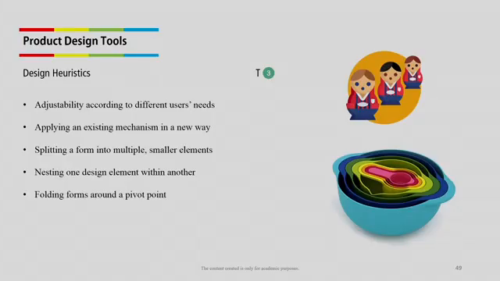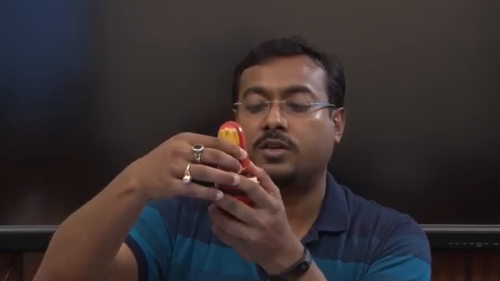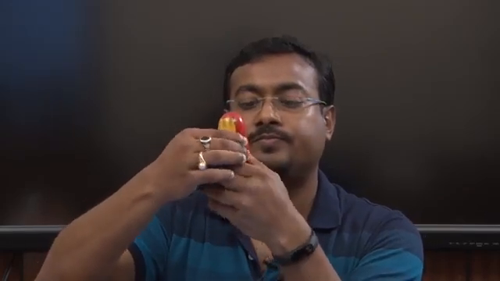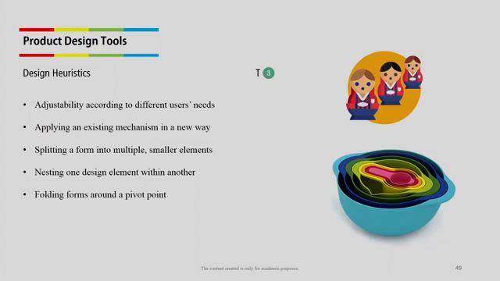Next is nesting one design element within another one. An example is this kind of toys. If you open it up, you will see one more product. If you open it up, you will see another product. Similarly, there are many furnitures, there are many products, like the example given here. So, nesting can be used.